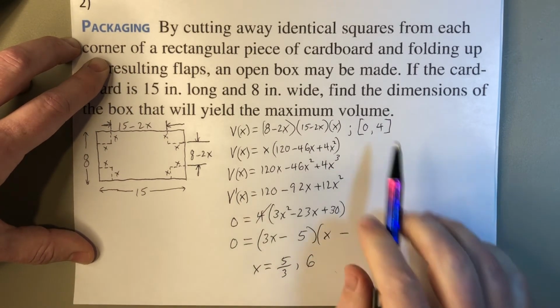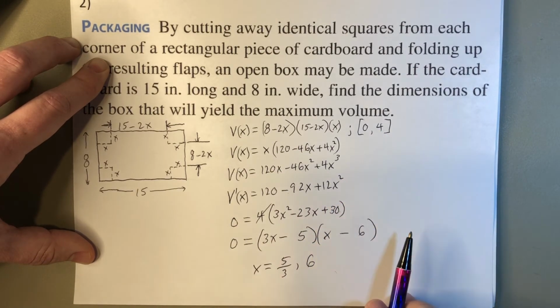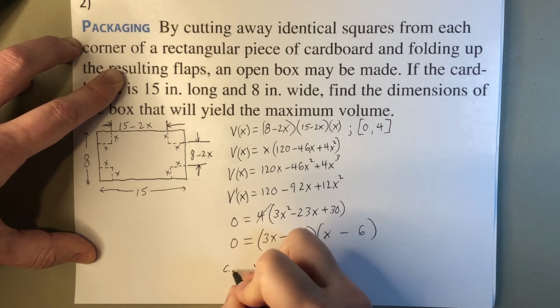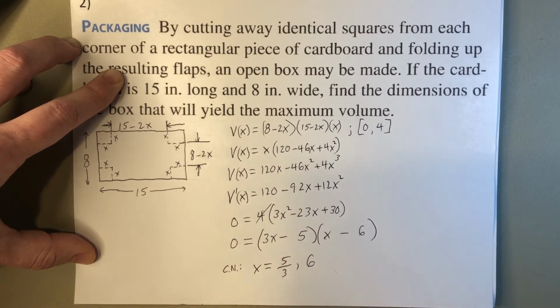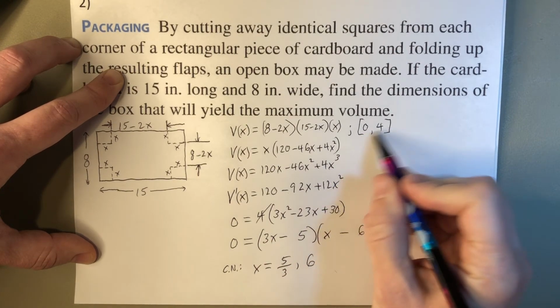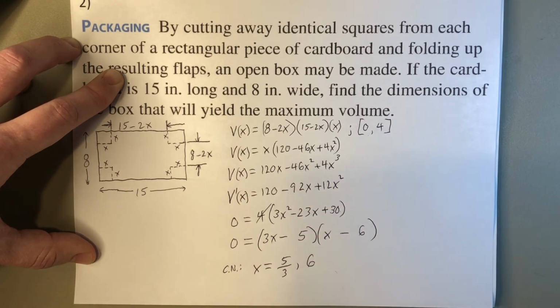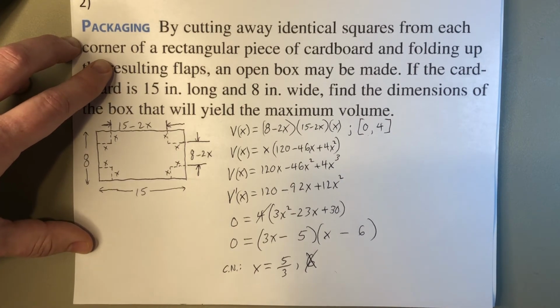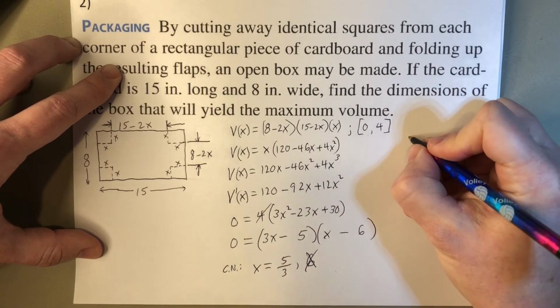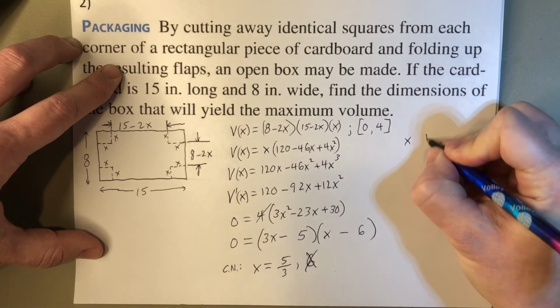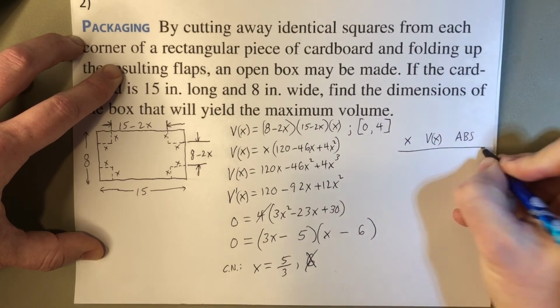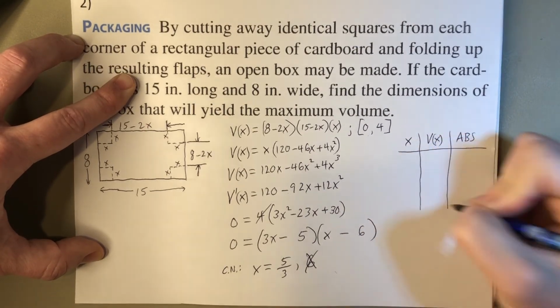Well, here's the reason why we came up with our domain. The only possible critical number here that will work has to be within this domain. It has to be on this domain here, okay? Is 6 in the domain? No. So it's extraneous, not relevant. 5/3 is. All right, so let's take a look. We're going to have our table here. We have x, we have the volume as a function of x, then we have our absolute column, okay? And we're just looking for absolute maximum in this case, right?